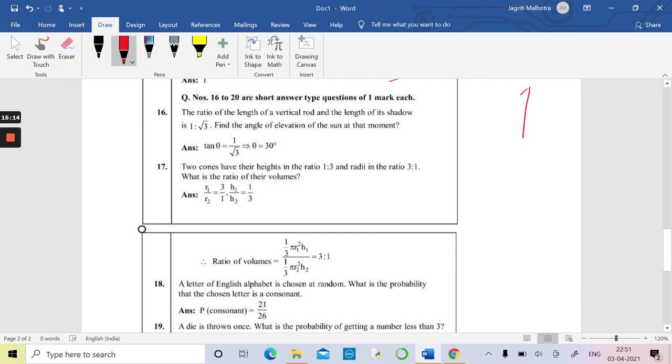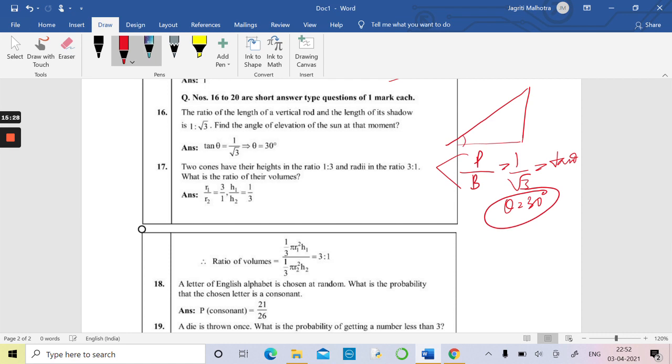Now next, the ratio of the length of a vertical rod and its shadow is 1 upon root 3. That means perpendicular upon base is 1 upon root 3. Perpendicular upon base is tan theta. Taking out the theta value, it equals 30 degrees. We have to find the angle of elevation of the sun. We know the perpendicular and base ratio, so we find the angle.